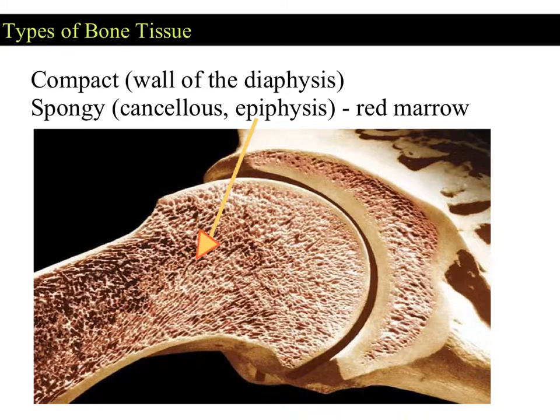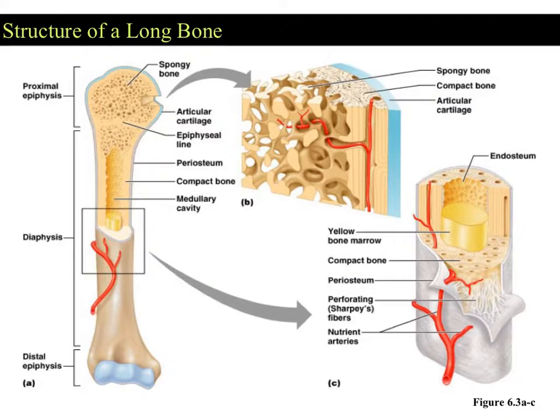Now, in the diaphysis, you're going to have your compact bone, which is really, really obviously compact, and it's very, very strong. This is where your yellow marrow, which is going to contain fat and also white blood cells, is contained. Now, going back to the epiphysis and the diaphysis.